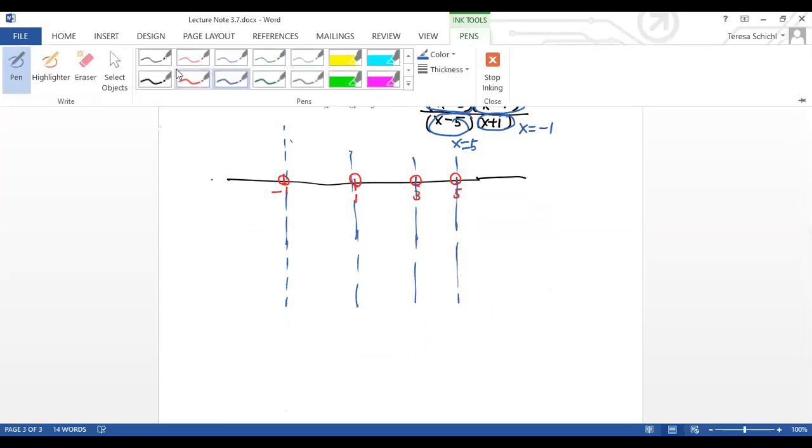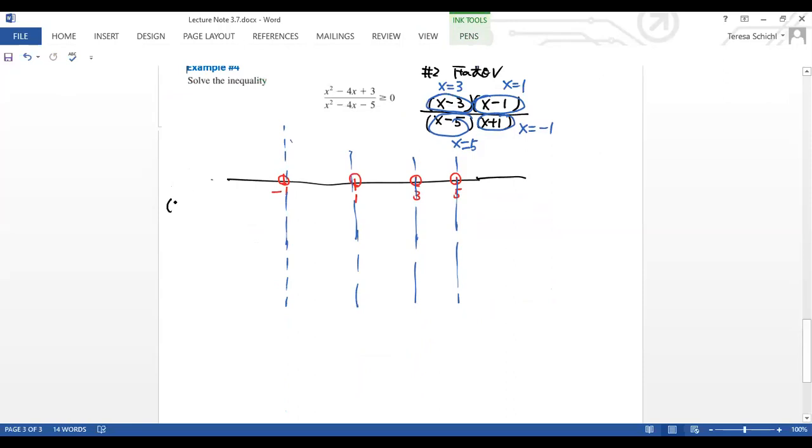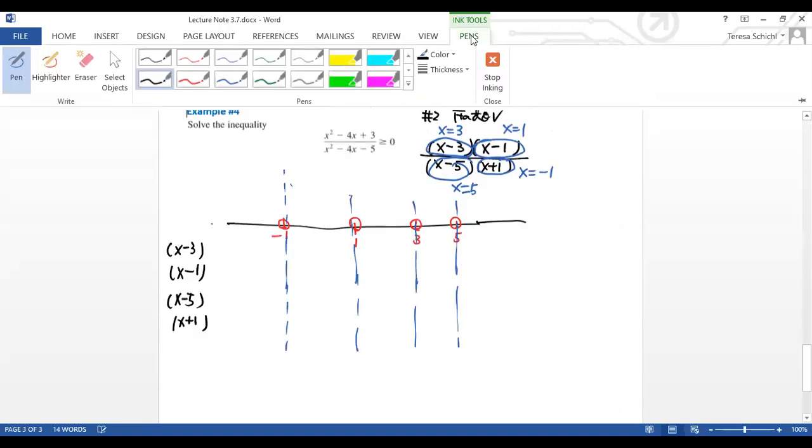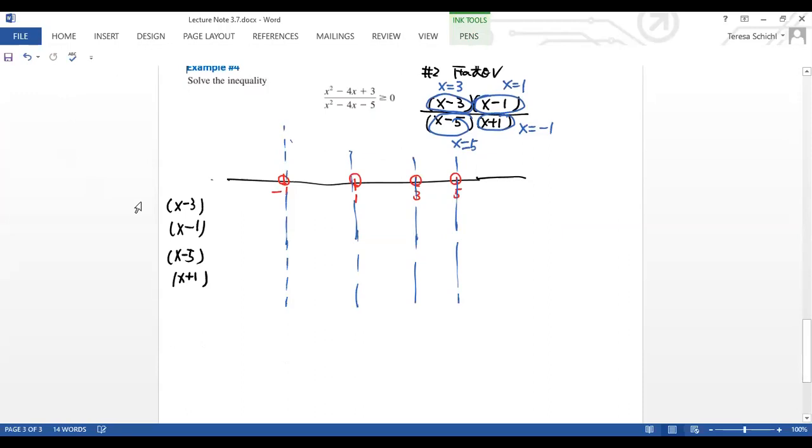Okay, now let's write down the factors. So the factors are x minus 3, x minus 1, x minus 5, x plus 1. All right, and then let's play the plus-minus game. Something less than negative 1, say negative 2: negative 2 minus 3, negative; negative 2 minus 1, negative; negative 2 minus 5, negative; negative 2 plus 1, negative, right? Now between negative 1 and 1, let's choose 0. 0 minus 3, negative. 0 minus 1, negative. 0 minus 5, negative.